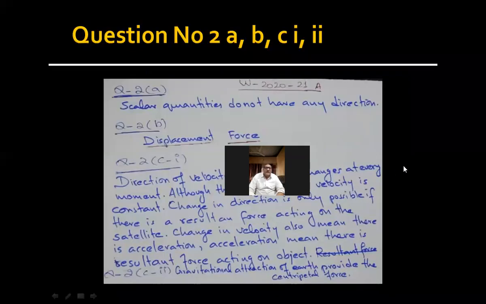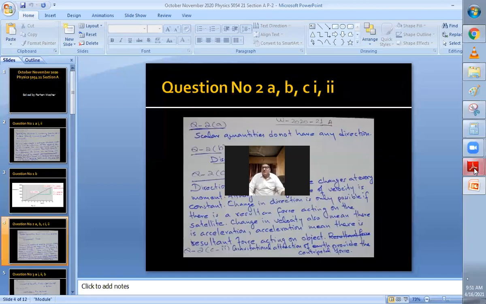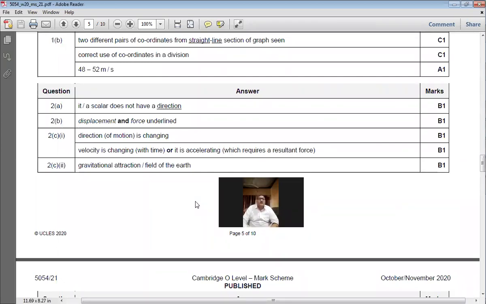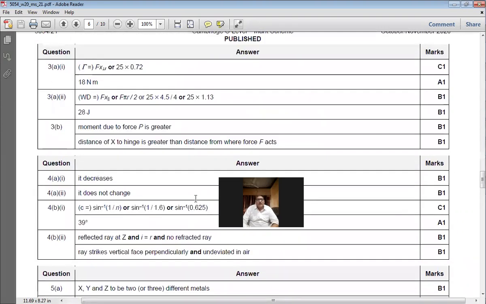Question number 2C, at the bottom of the page, second part. The gravitational attraction of the Earth provides the centripetal force. The centripetal force required by the satellite to move in the orbit was provided by the gravitational attraction of the Earth. Let me check the marking scheme. It says the gravitational attraction, or field, of the Earth, 1 mark for this. Okay, so we are moving to the next question.